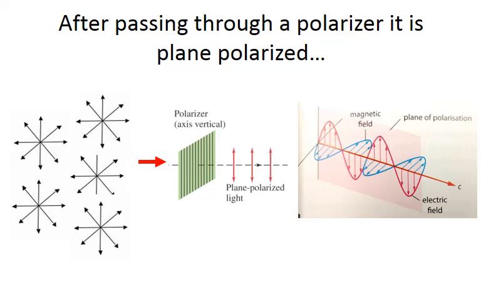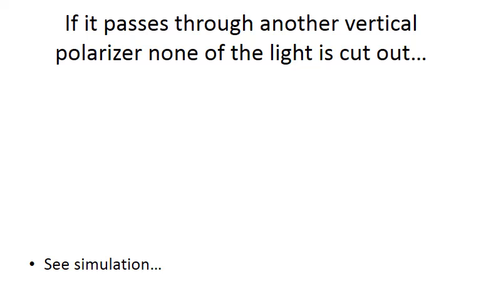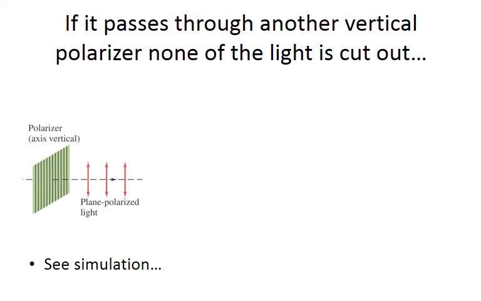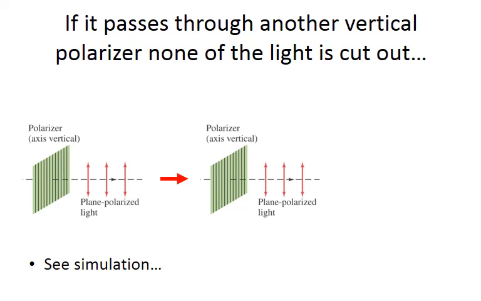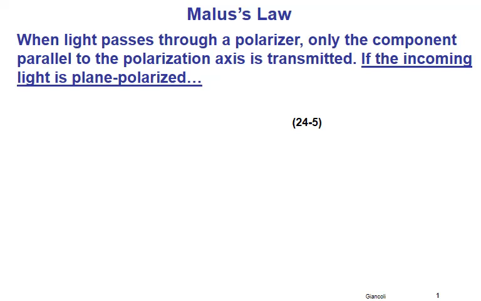So we have the light that passes through. In this case, our vertical polarizer, it's plane polarized in the vertical direction, only half of the light made it through. Now it's all vertical. And if it passes through another vertical polarizer, none of the light is cut out, right? And so if you think about it, you've got that plane polarized light. It passes through another polarizer, not a problem. It's just going to stay vertical. It's not going to cut out any of that light.